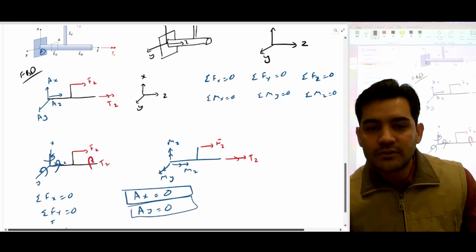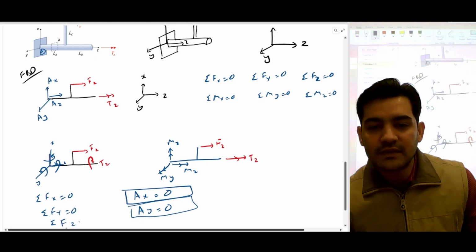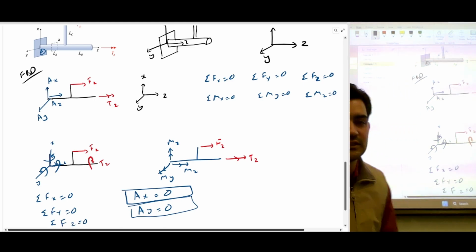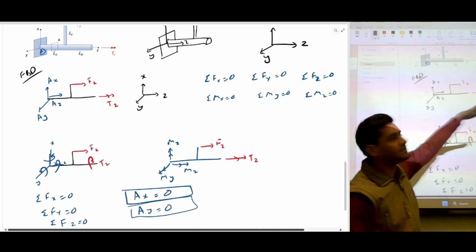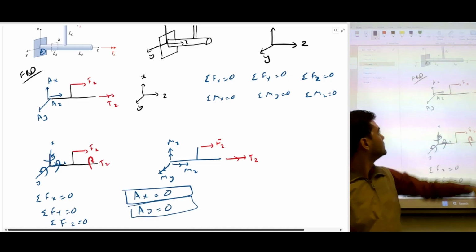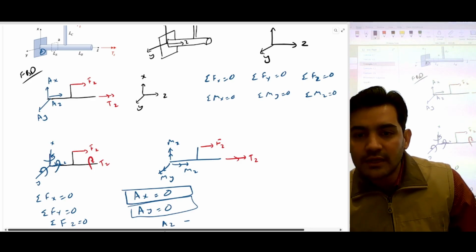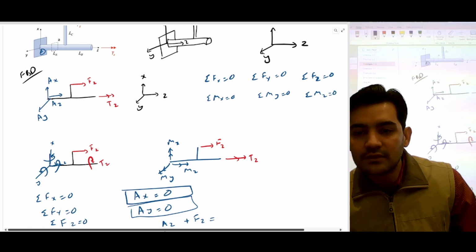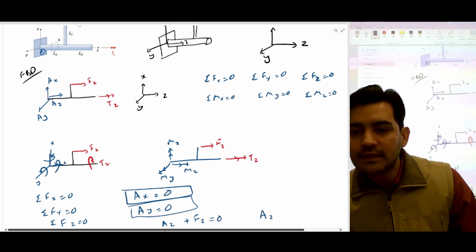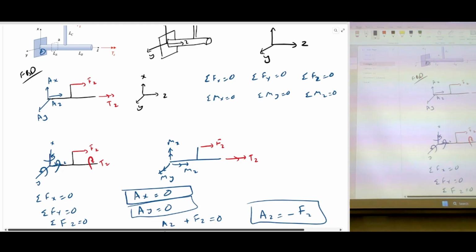So we'll do the summation of forces along the z-axis equal to 0. The z-axis is this direction. So how many forces are along the z-axis? There is Az, and also there is Fz, so Az plus Fz is equal to 0. So Az would be equal to negative of Fz. That's what I am getting.